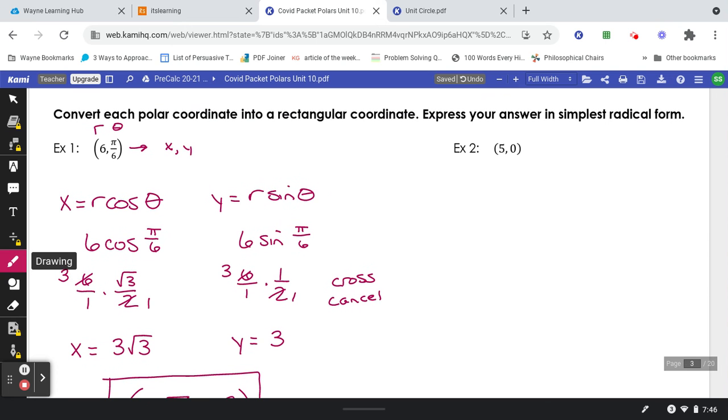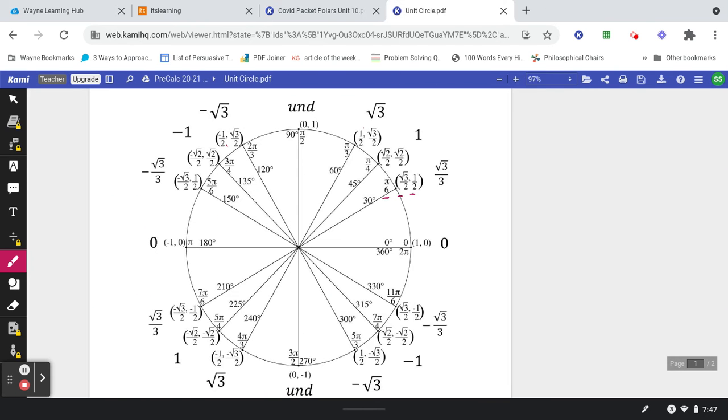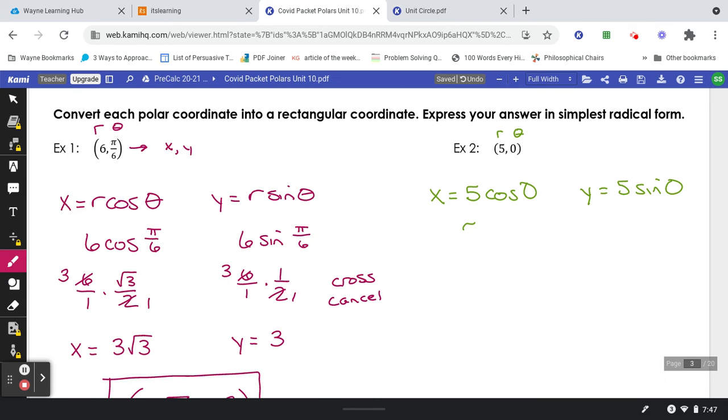Let's look at the second example. Again, we have our r and our theta because it's in polar form. So we're going to use the same 2 equations. I'll start by immediately plugging them in. 5 cosine of 0 and 5 sine of 0. As you look at your unit circle, 0 is this 0 right here. That's what they're talking about. So we're going to have cosine as 1 and sine as 0. Cosine of 1 and sine of 0. So that one ends up being a lot easier of a problem.